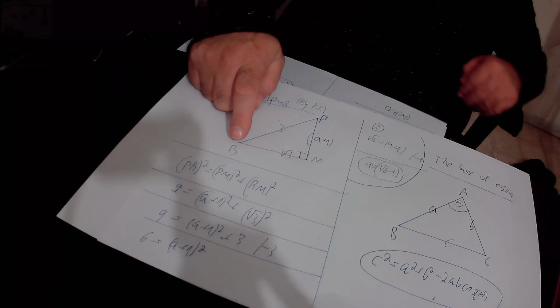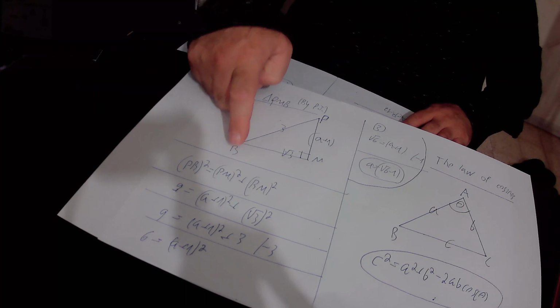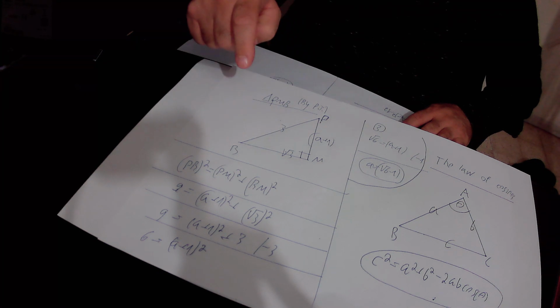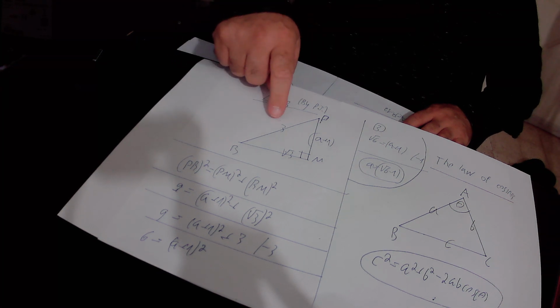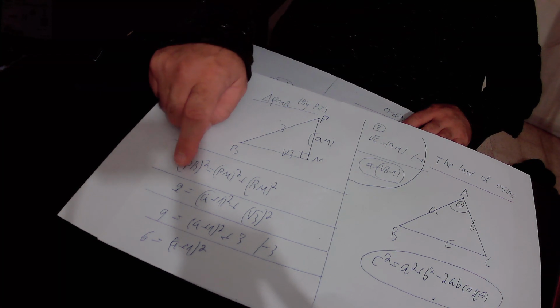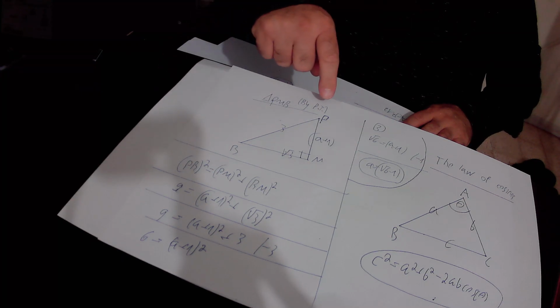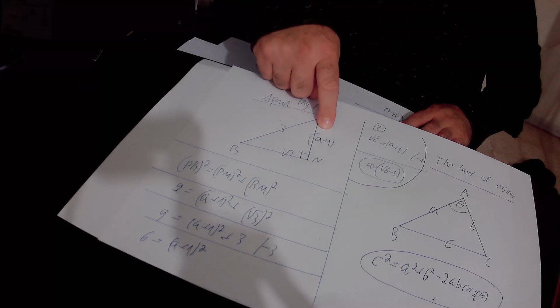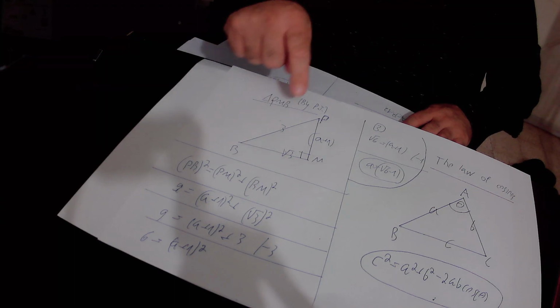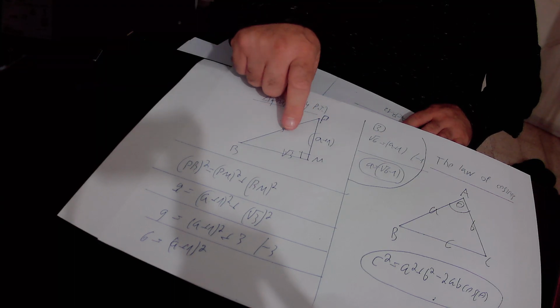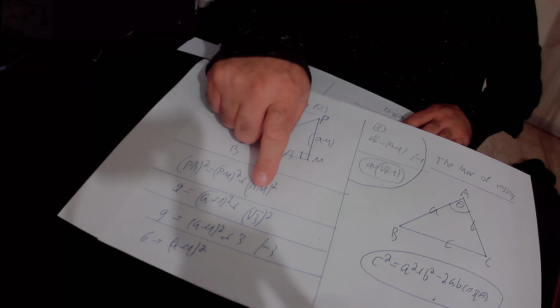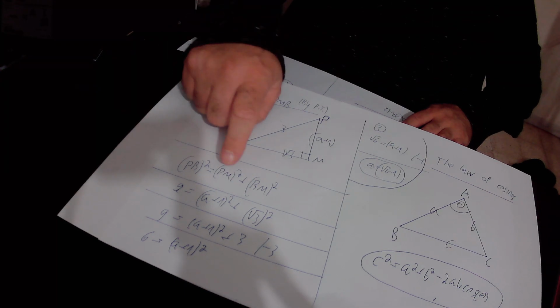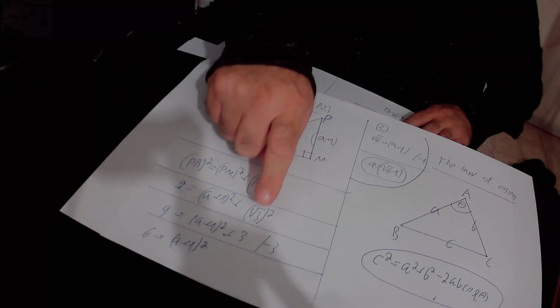That is to say, it must be equal to PM square plus BM square. PB equals 3, therefore PB square is 3 squared, that is 9, and it must be equal to PM square. PM is A plus 1, therefore PM square is A plus 1 squared, plus BM square. BM is equal to 3, therefore BM square is equal to 3 squared. So 9 equals A plus 1 squared plus 3 squared.